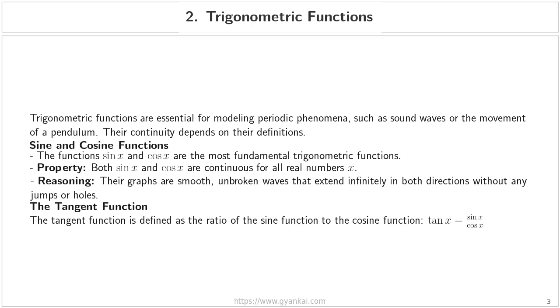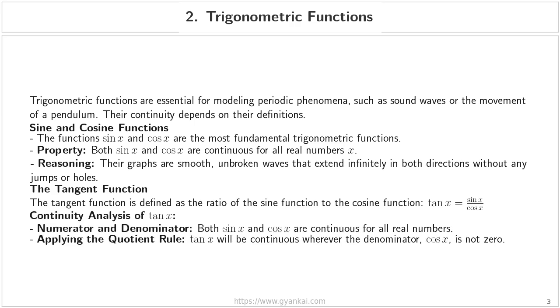In other words, tangent of x equals sine of x divided by cosine of x. To perform a continuity analysis of tangent of x, we can apply the same logic we used for rational functions in the previous slide. First, we identify that both the numerator, sine of x, and the denominator, cosine of x, are continuous for all real numbers.